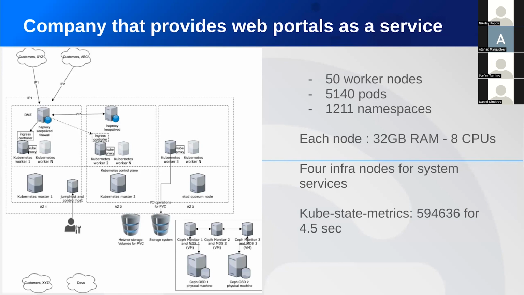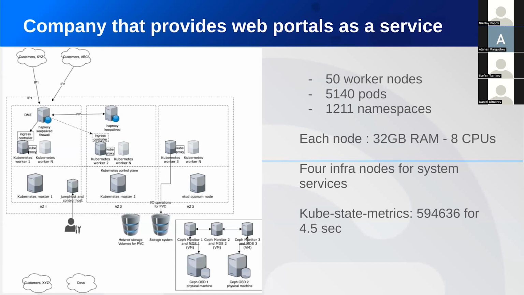Maybe worth mentioning that although this started a bit smaller at the time, it was constantly growing throughout the years, up until now where we have about 50 worker nodes. Each node has 32 gigabytes of memory and 8 CPUs, and we have a total of more than 5,000 pods running, but that might include some already completed jobs and so on, and there are more than 1,200 namespaces at the time of writing. We have some nodes which are dedicated just for infrastructure services, because at some point services like the monitoring service or logging service are so resource intensive that they could impact other normal workloads.